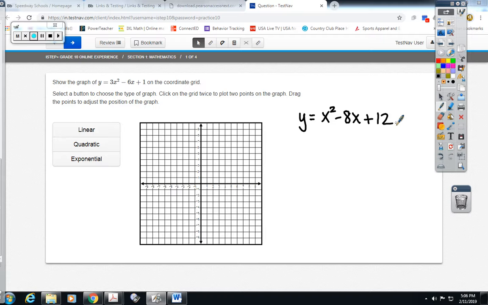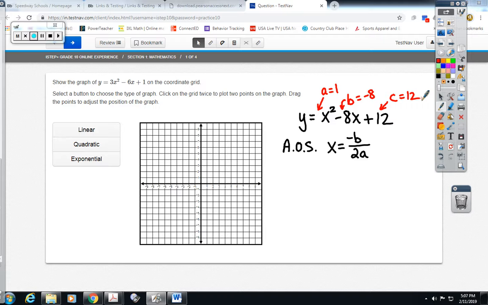Now when we graph a quadratic function, we need to find what is called the axis of symmetry, which is the line x equals negative b over 2a. Now what I mean by a, b, and c, a is 1, b is negative 8 in this case, and c is 12.